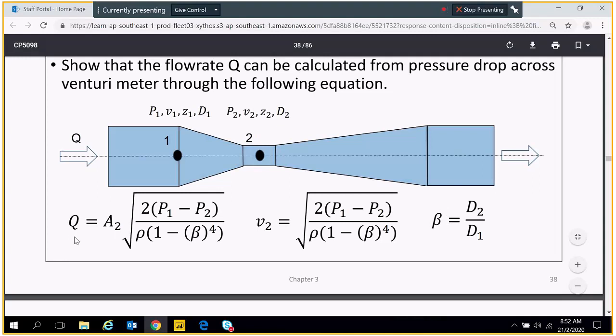Q is in meter cube per second. It's not kilogram per second. This is meter cube per second, so I want you to remember that. V1 or V2 is in meter per second. Beta is diameter over diameter, so meter and meter cancel. The units cancel, so beta is dimensionless.